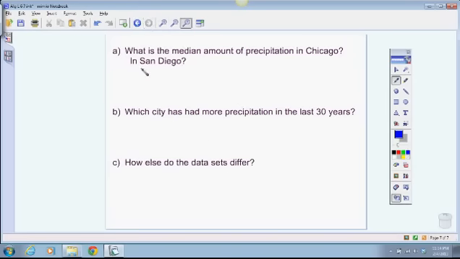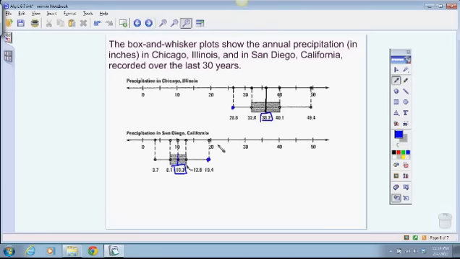It says, how else do the data sets differ? Well, you can again make some general statements. You can say the half of the data for Chicago, half of the annual precipitations, was between 32 inches and 40.1 inches. For San Diego, the annual precipitation was between 8.1 inches and 12.8 inches, or half the data values lie there. You can even make a comment about the range.